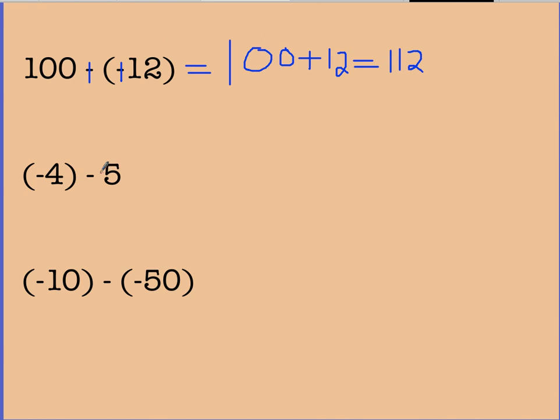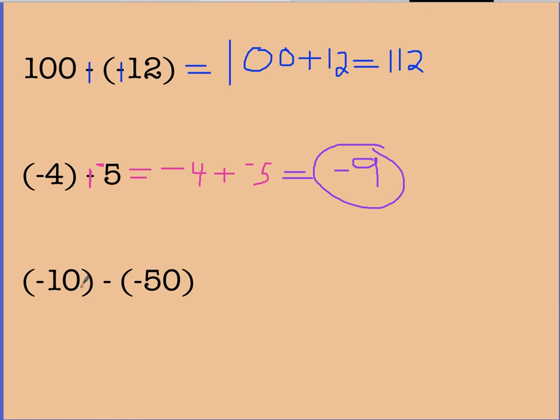Negative 4 minus 5. Well, instead of this, we're going to say let's do plus. And this 5 is positive, so we're going to have to change that to negative to keep this equal. So now I have negative 4 plus negative 5. And using what we were doing before, both of these have the same sign. 4 plus 5 would be 9. And they're both negative, so it's actually negative 9.